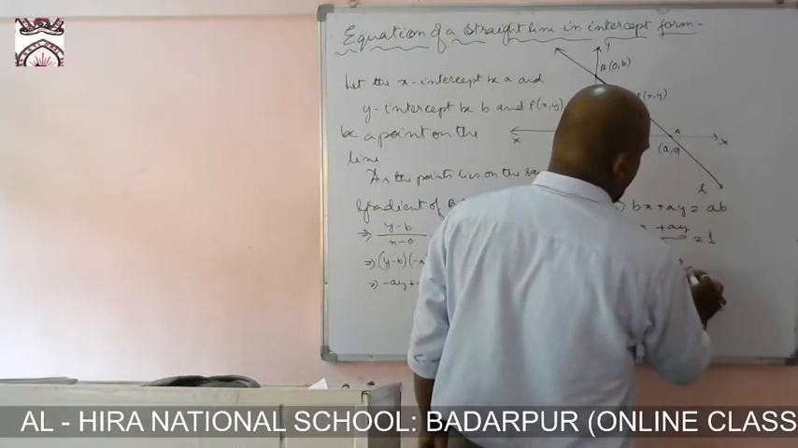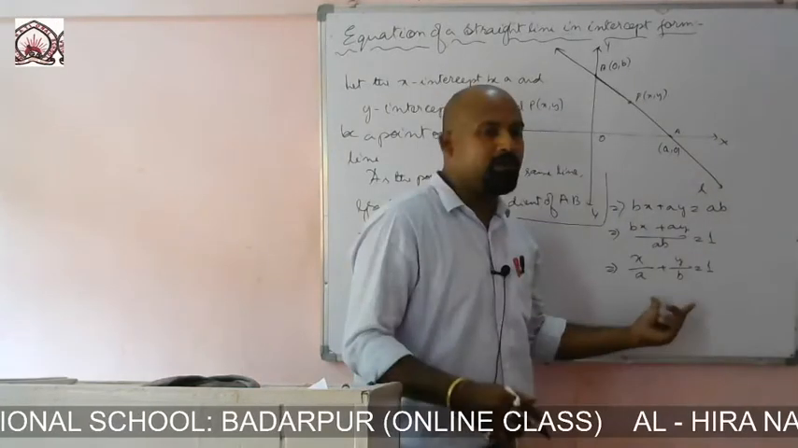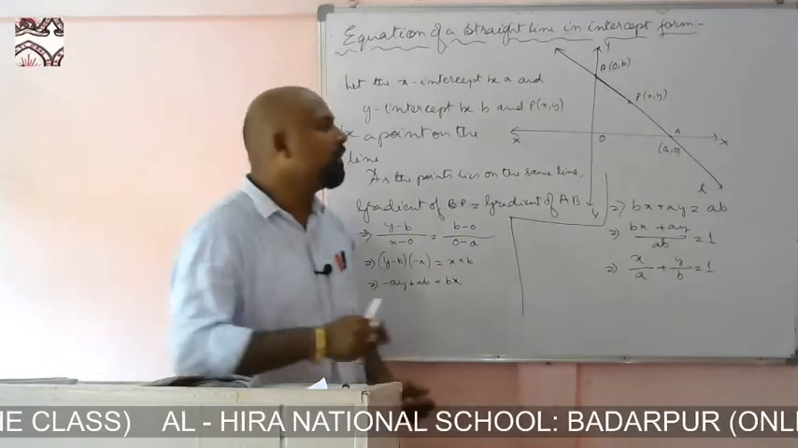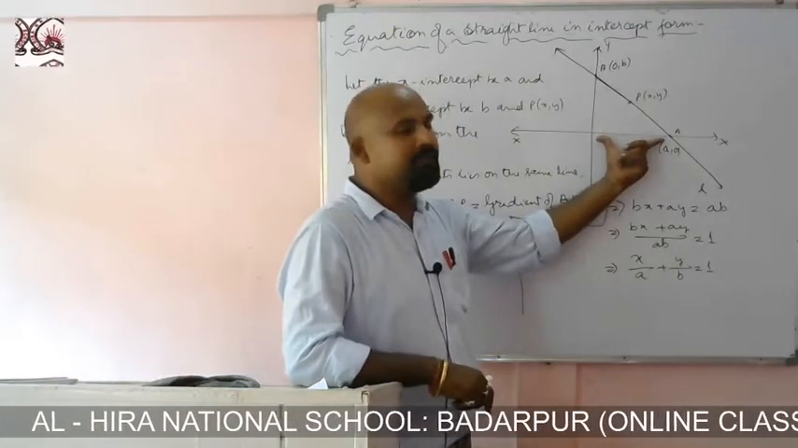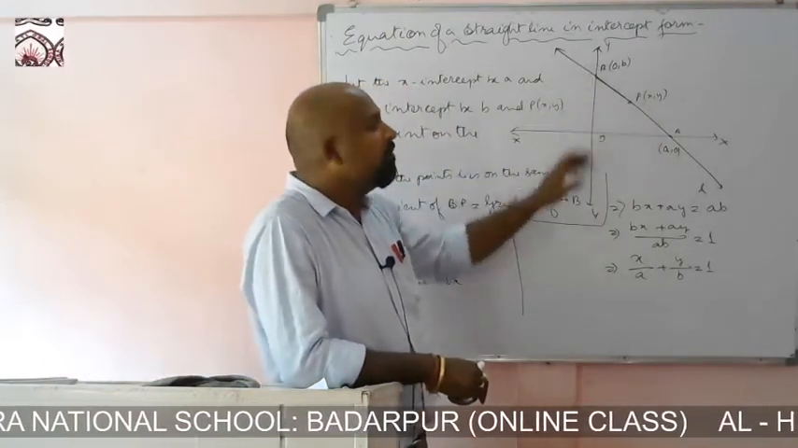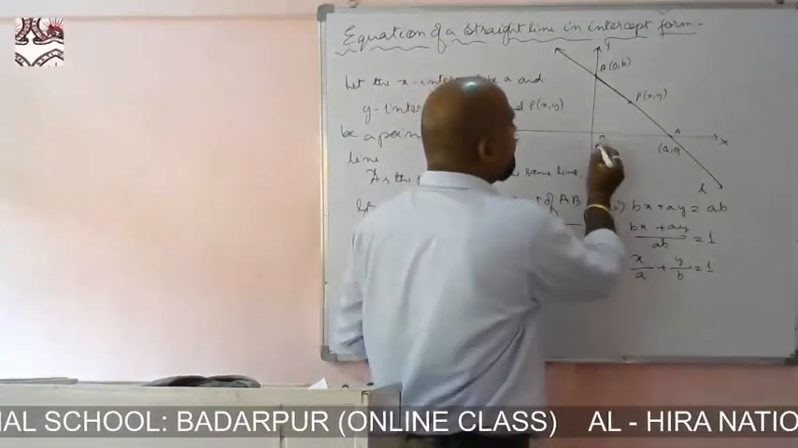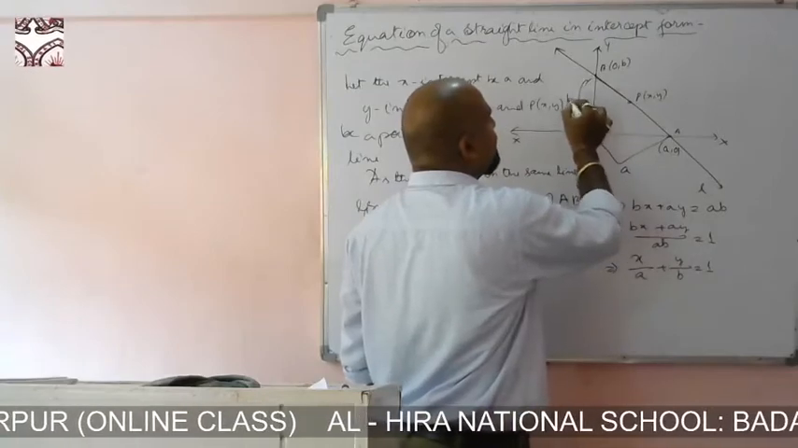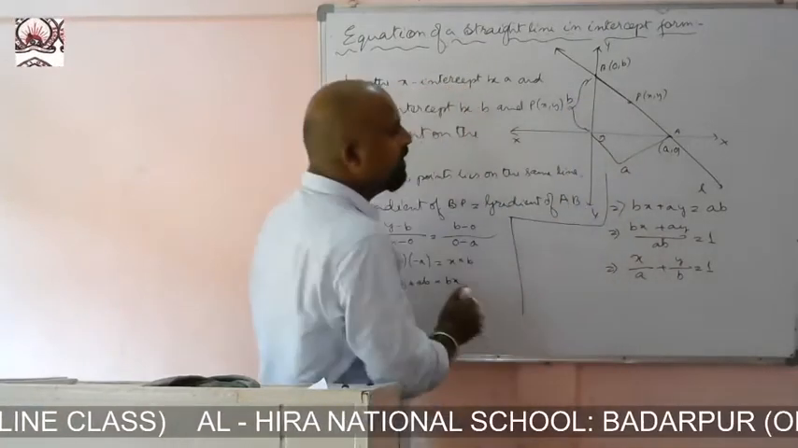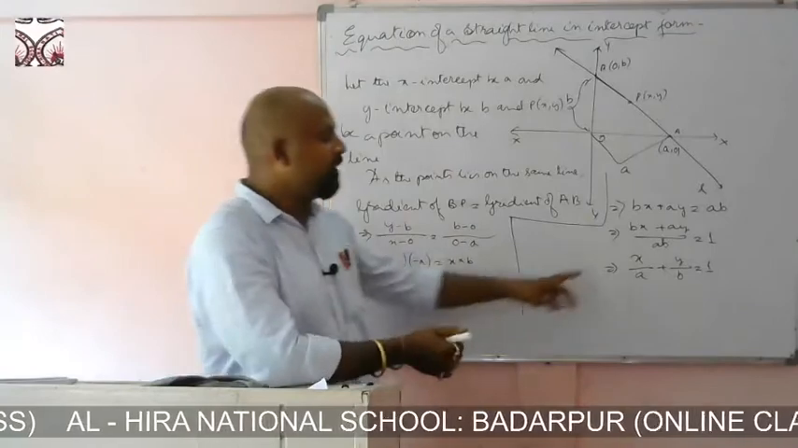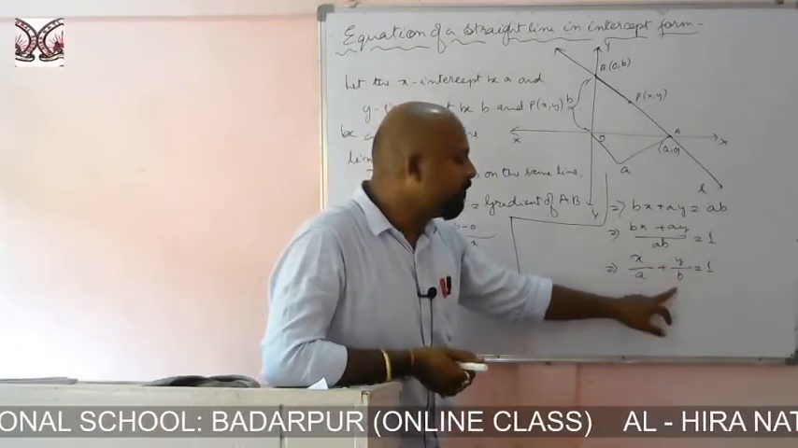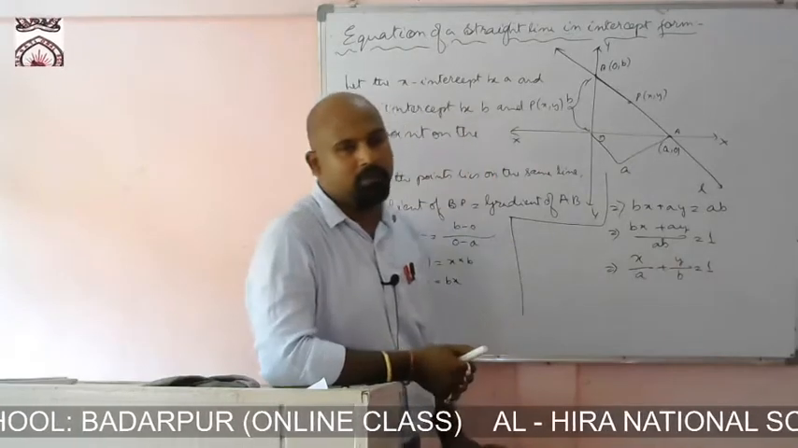This is the equation of a straight line written in intercept form. So x by a plus y by b equals 1. Here a is the x-intercept and b is the y-intercept, meaning from here to here the distance is a, and from here to here the distance is b. So you can say x by x-intercept plus y by y-intercept equals 1.